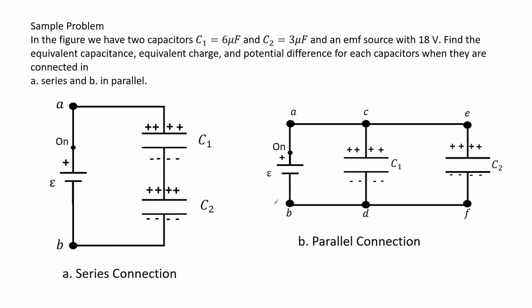Sample problem. In the figure we have two capacitors, C1 equals 6 microfarad and C2 equals 3 microfarad, and an EMF source with 18 volts. Find the equivalent capacitance, equivalent charge, and potential difference for each capacitor when they are connected in letter A, series, and letter B, in parallel.